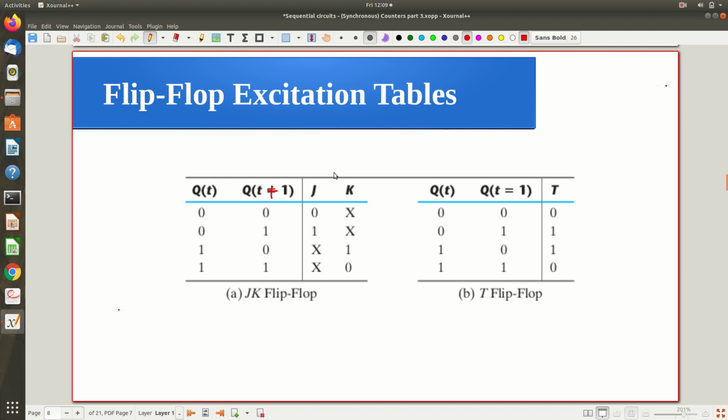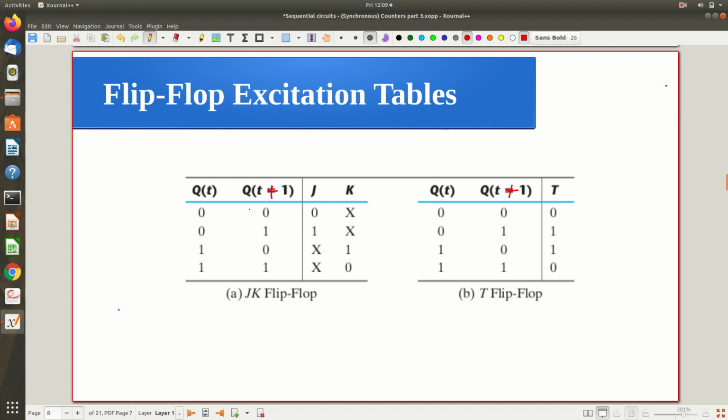Yes, so these are all notation, right? In different textbooks they have different notation. Here they mean this is a past output and this is the output after one clock cycle. So maybe like Q of t and Q of t plus 1. This is something I am comfortable with. Anyway, you can use both fine.